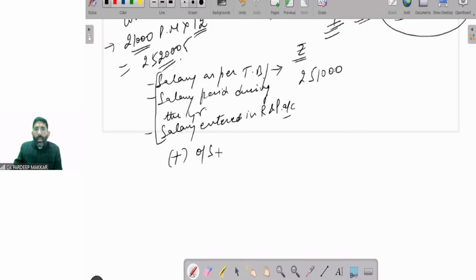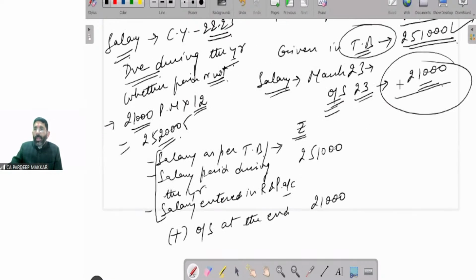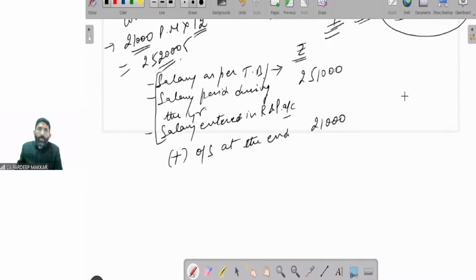So how that is done? How outstanding at the end? So this amount is 21,000. Everyone knows it. Here we have discussed it. This is the amount 21,000 rupees. Okay, this will be added.